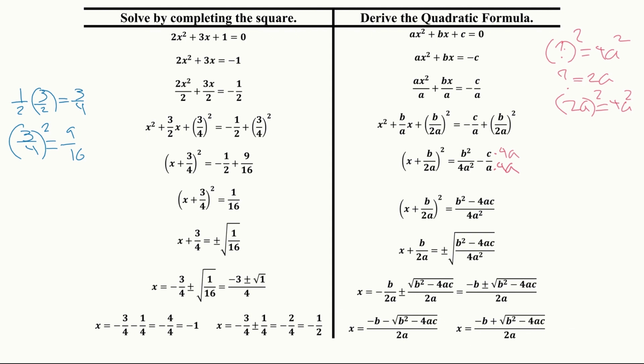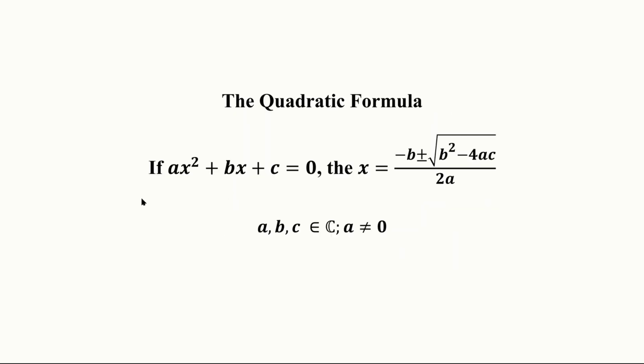So now we can state the quadratic formula officially. So here's the quadratic formula. If ax squared plus bx plus c equals 0, then x equals negative b plus or minus square root of b squared minus 4ac all over 2a.